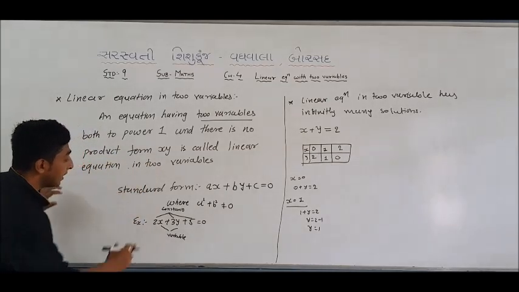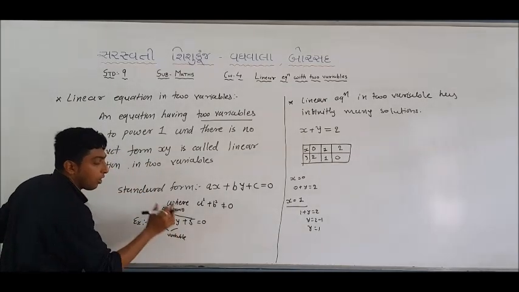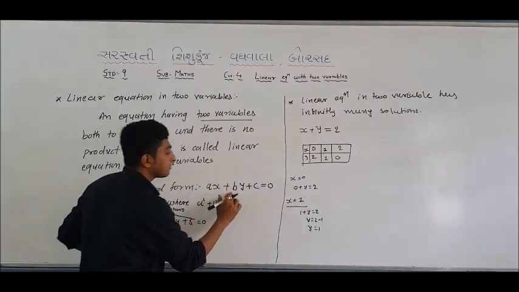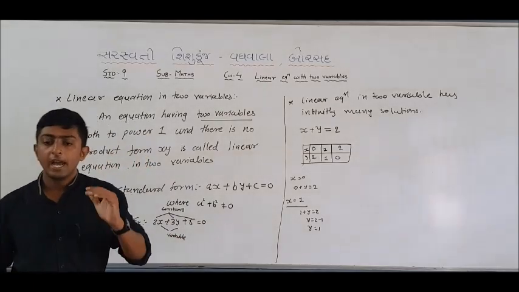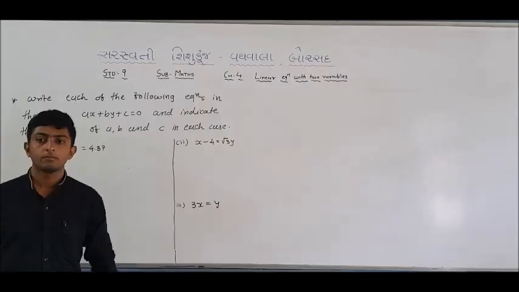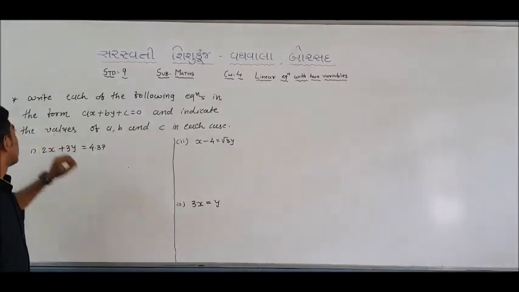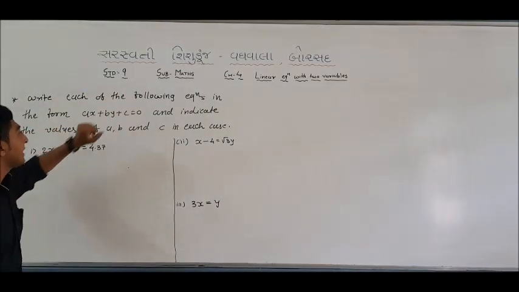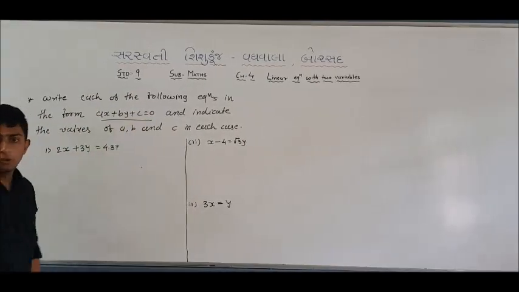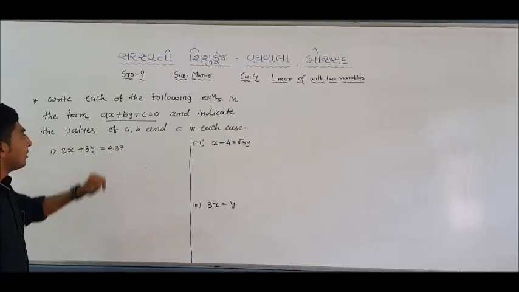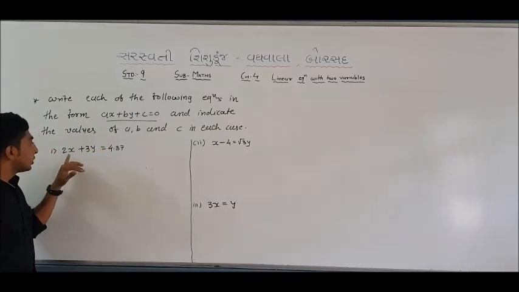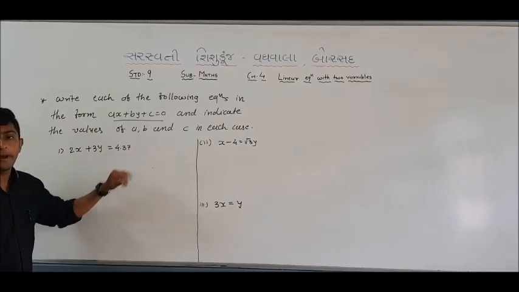Let me remind you again: two variables x and y, both have degree 1, a constant is present, and the standard form is ax plus by plus c equal to 0. Now let us move further and take some examples. Write each of the following equations in the form ax plus by plus c equal to 0 and indicate the values of a, b and c in each case. First example is 2x plus 3y equal to 4.37.